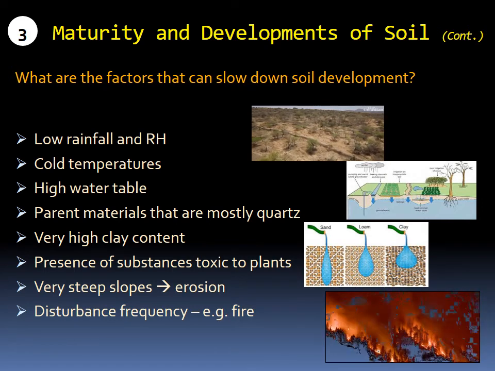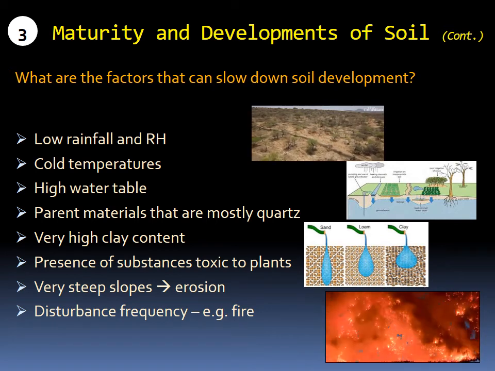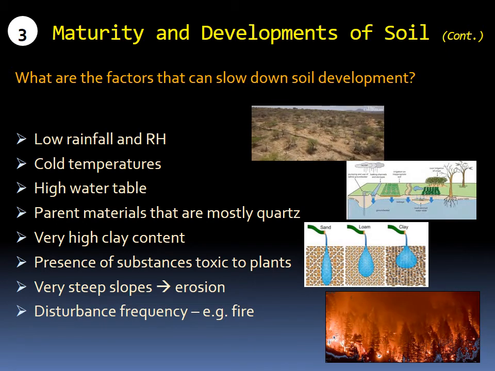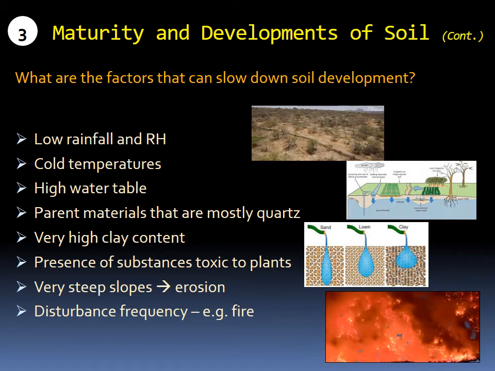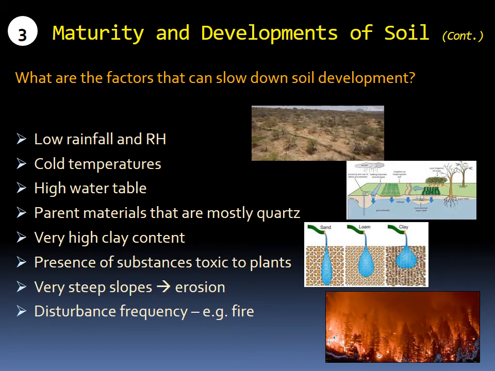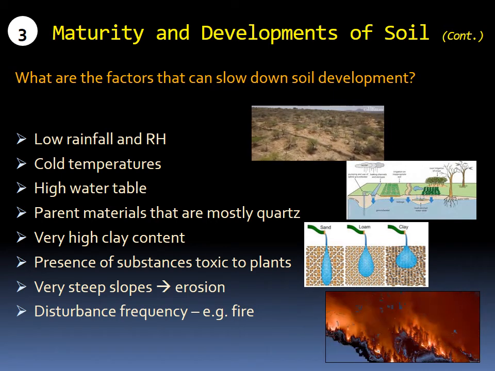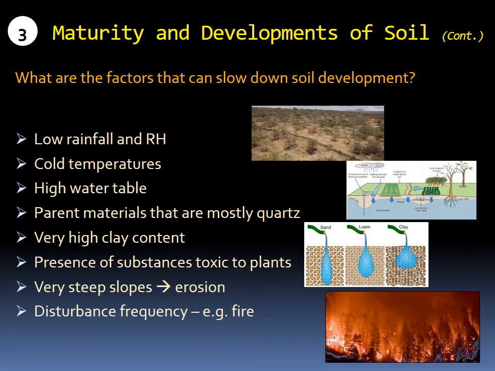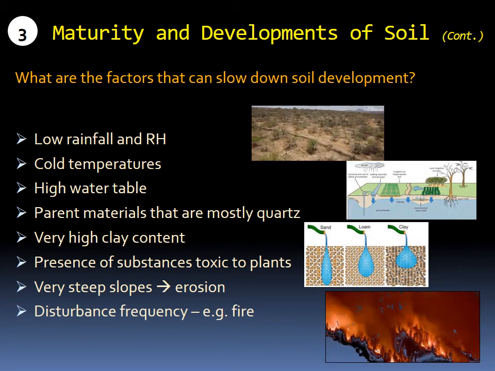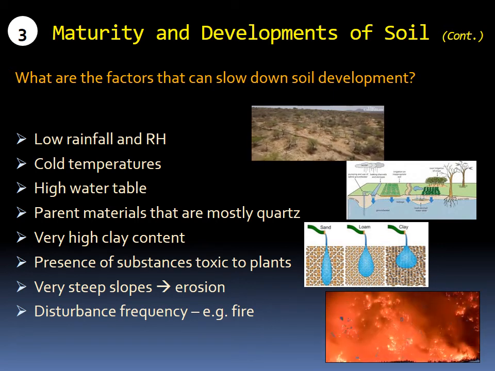You may ask yourself another question. Well, now we know that intensity of weathering and profile development are the main reason for creating a mature soil. But are there any other factors that can slow down this process and therefore slow down the process of soil development and maturity? The answer is yes. Any factor that can affect the process would slow down the soil development.